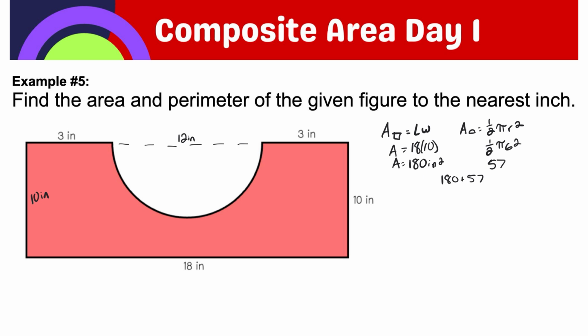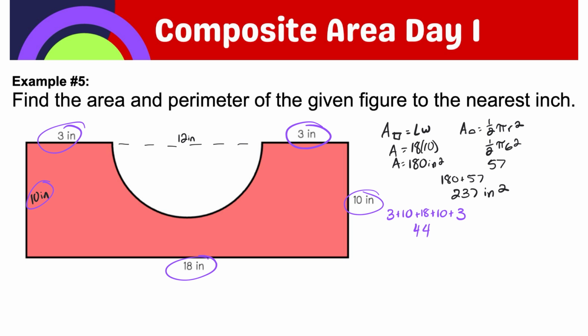When you do that, you get 237 inches squared. Now for perimeter, we're going to do the same thing as before where we're going to add up all of our sides. 3 plus 10 plus 18 plus 10 plus 3. If I add all of those together, that's going to be 44 inches.